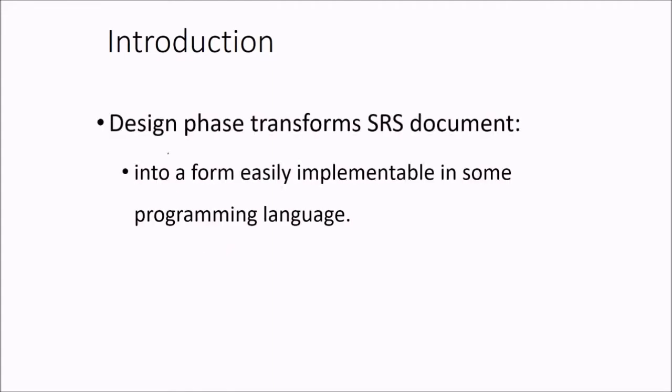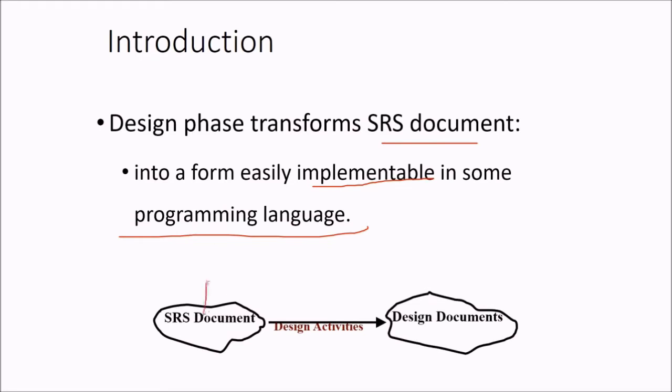So, first of all, what does this design phase do? There are two phases prior to this: feasibility analysis, and then comes the software analysis and specification. The design phase transforms the SRS document, which is prepared in the second phase, into a form which is easily implementable in a certain programming language. So to the SRS document we apply design activities and try to convert it into a design document.